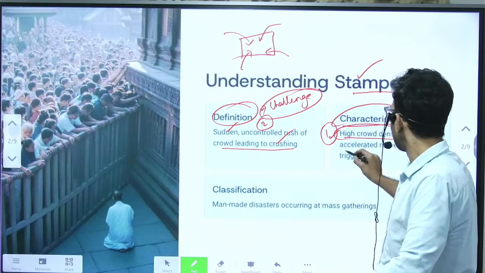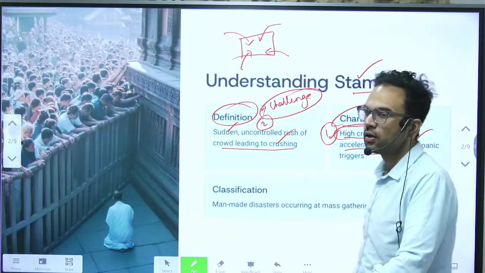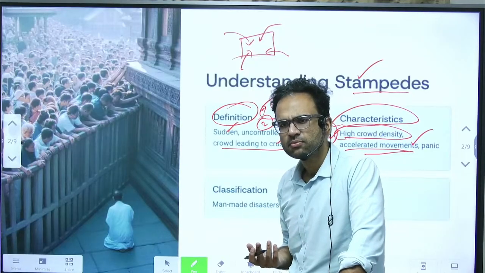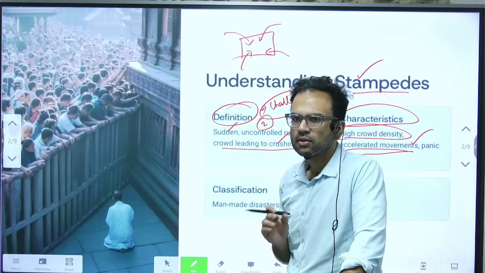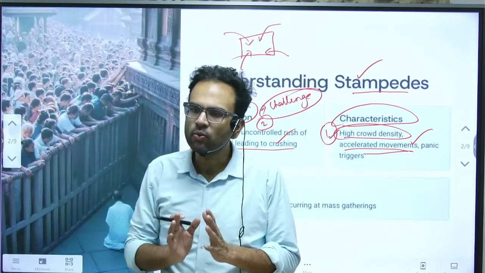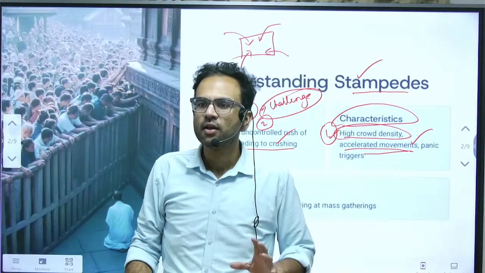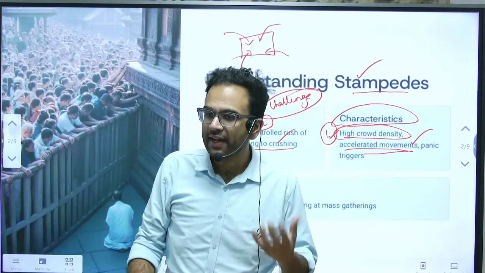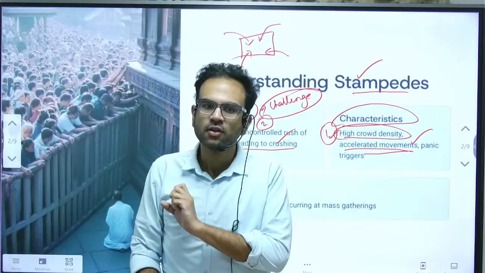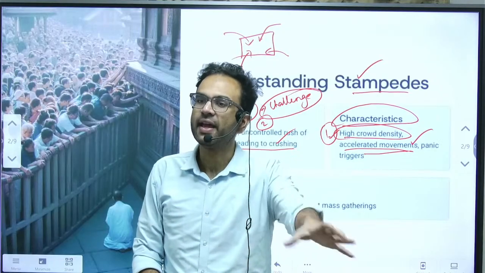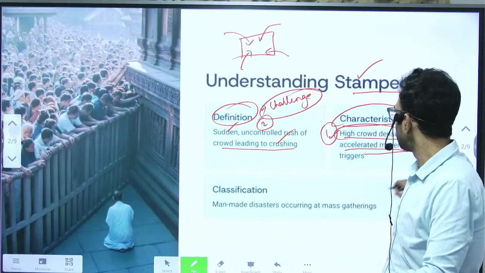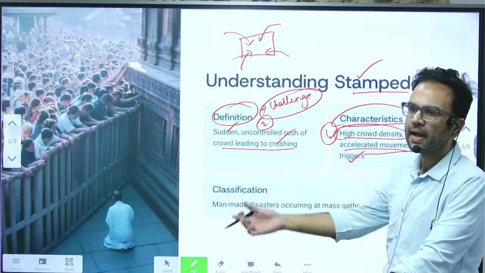Second, accelerated movements. Meaning, either there is fear or excitement or enthusiasm, whatever may be the cause. In normal situations, you would anticipate that the crowd would move at a certain pace, but suddenly the crowd starts panicking or they get excited and they want to rush in, or they don't have a structured thought process as to how they should behave in that situation. Either because of panic or excitement, that will cause accelerated movements and therefore panic happens.